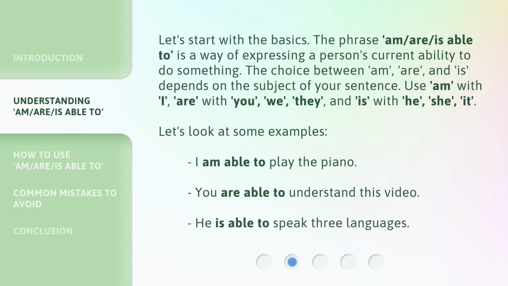Let's look at some examples. I am able to play the piano. You are able to understand this video. He is able to speak 3 languages.